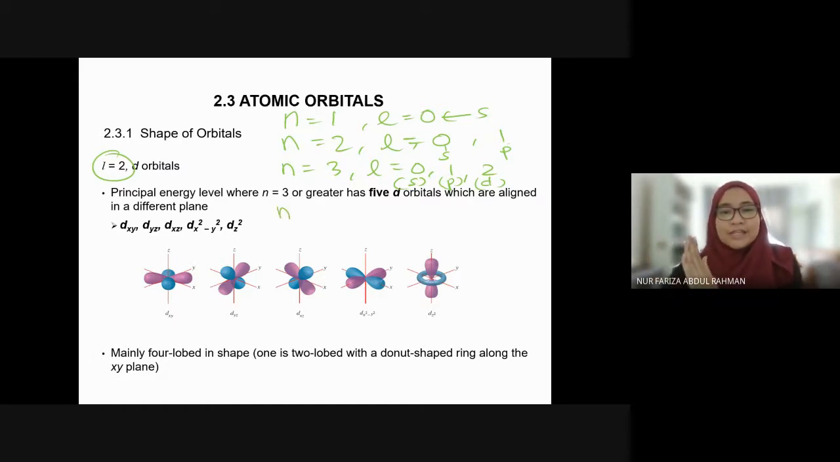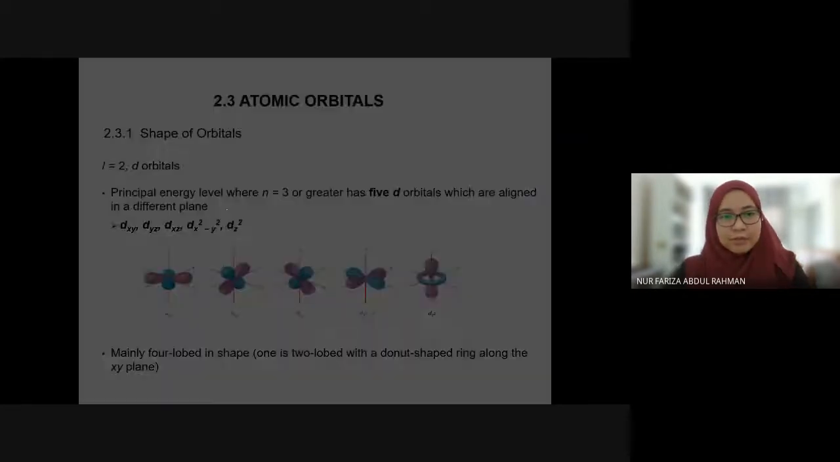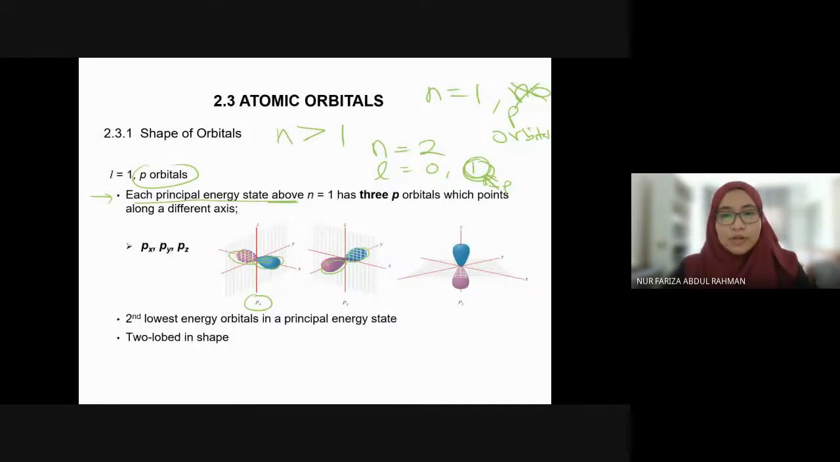Maksudnya kalau n is equal to 4, that means the L should equal 0, 1, 2, 3. So this is S, this is P, this is D, and this is F. So nampak tak? Starting n is equal to 3, we have the d orbital. That's why they say greater. This is the same as what we have for p orbital, n is equal to 2 and greater.